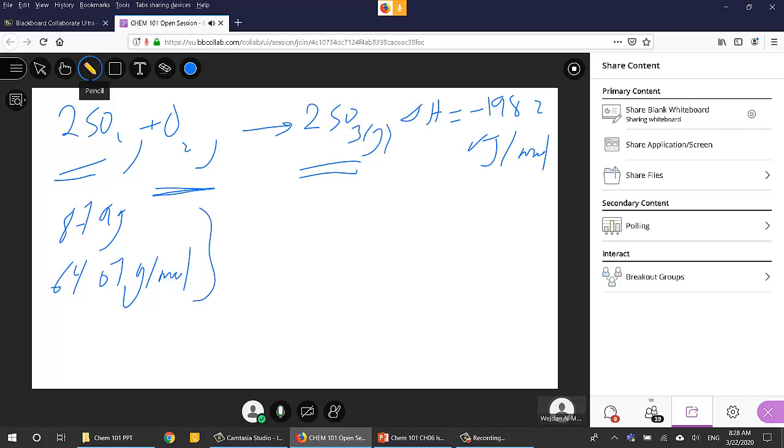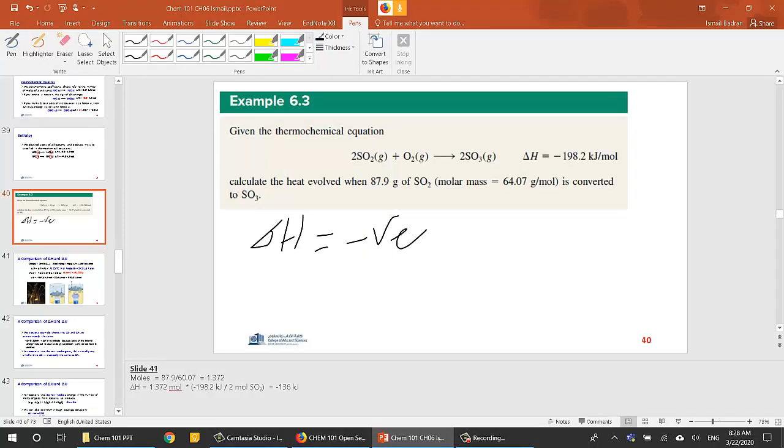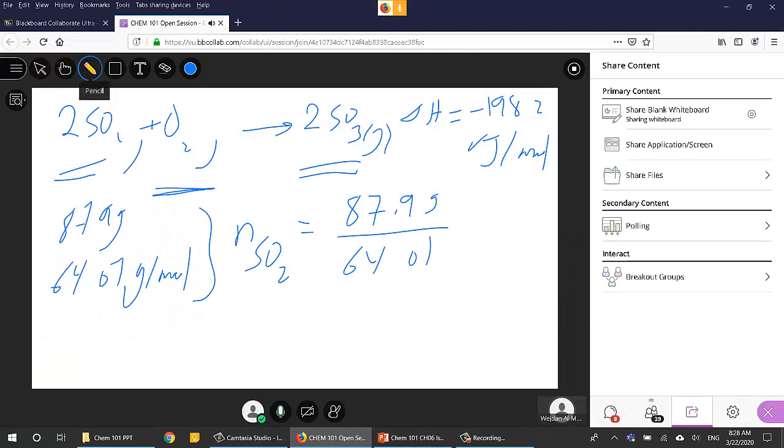Now from this I can find the number of moles, of course. Number of moles of SO2 is equal to 87.9 gram divided by 64.07 gram per mole, and that should give you the mole value. That's 1.372 mole.